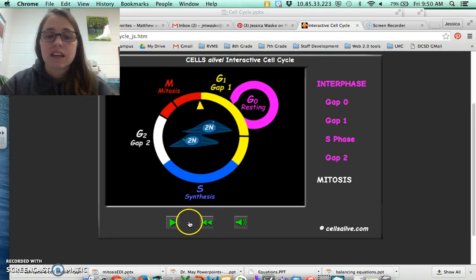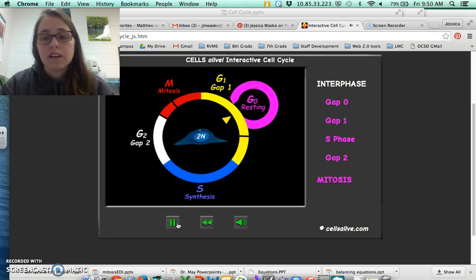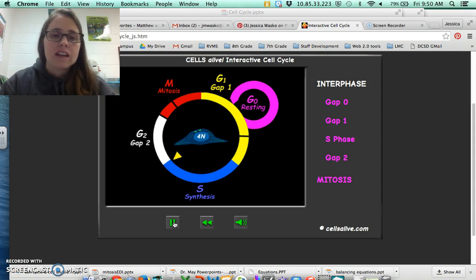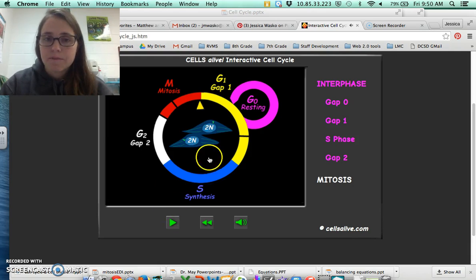So this is the cell cycle, and it'll just keep going and going. We're not going to deal with the rest points in this level, but you can see that it keeps going, and now it's growing some more, and now it's going to go through mitosis, and now cytokinesis, and it's done.